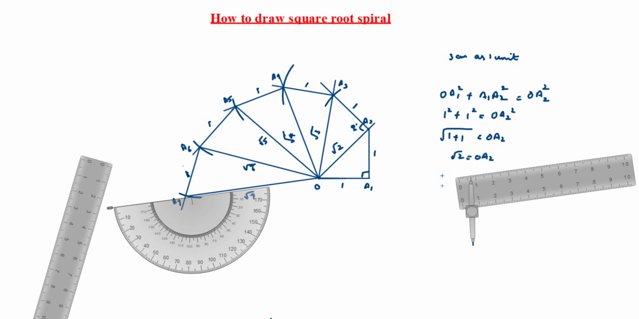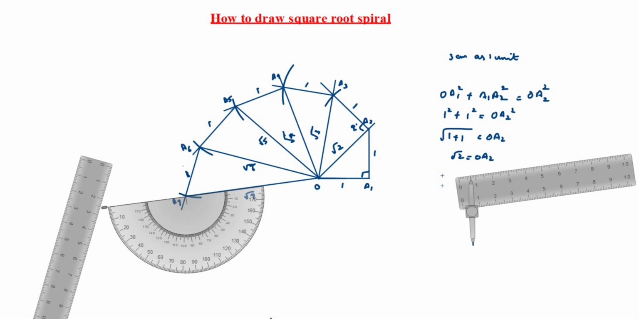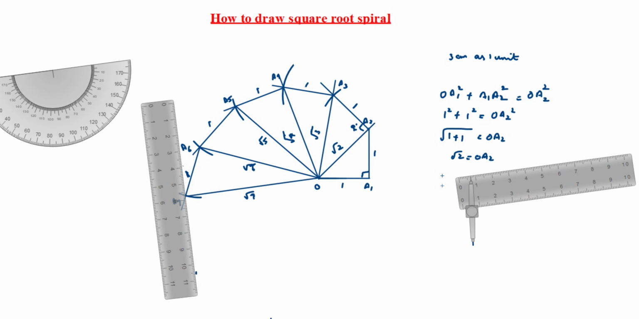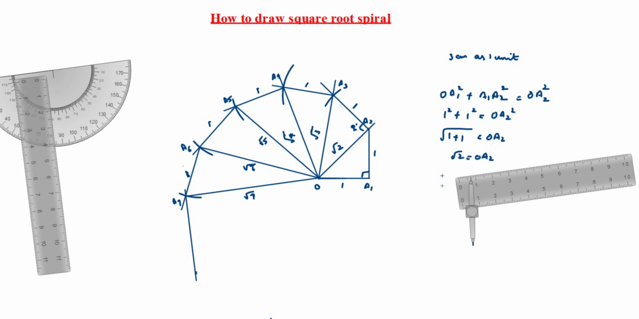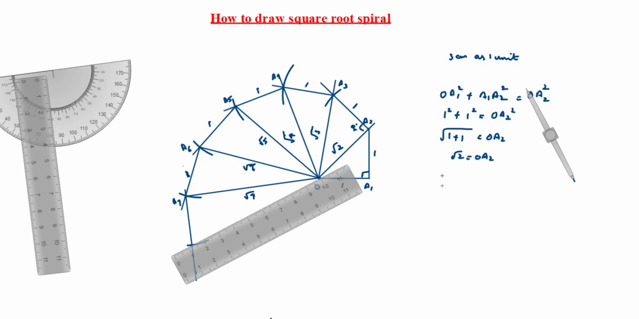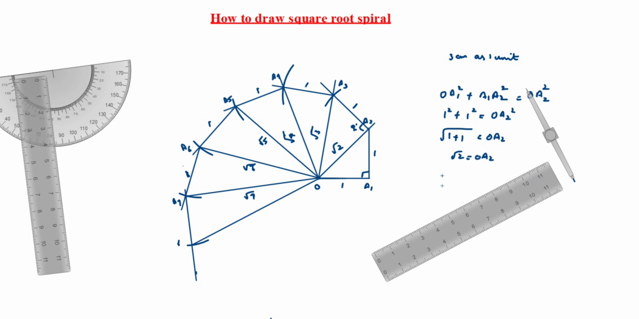Take the protector and keep the protector OA7 as a baseline and mark the point perpendicular, that is 90 degree at A7. Take the scale to join the point. Next, take the compass and keep the compass tip at A7 and reduce to 3 centimeter and draw an arc. Now take the scale to join the points. Now write the naming A8. This is root 8. Next, we will draw root 9.